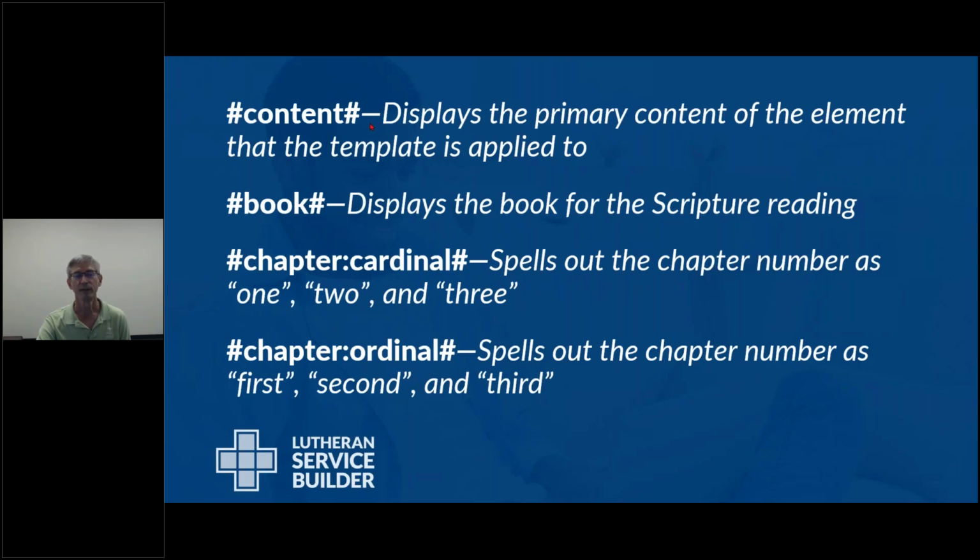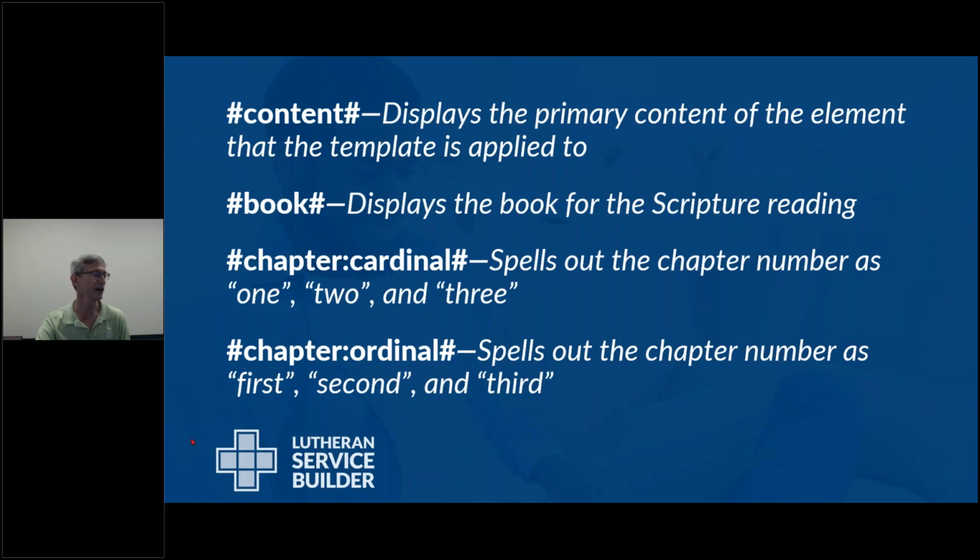These are your options when you're creating templates. The content option displays the primary content of the element that the template is applied to. So in this case, we're doing it for a reading. The book will display the book for the scripture reading from the lectionary. The chapter cardinal option spells out the chapter number as 1, 2, and 3. And if you choose the other option here, chapter ordinal number, that will spell out the chapter numbers as 1st, 2nd, and 3rd. So based on the way that you are creating your template, you might decide to use the 1, 2, 3, or the 1st, 2nd, or 3rd.